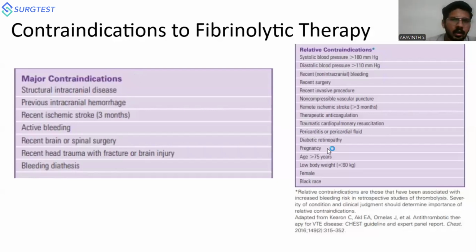Everything else I told you, all the options I told you, are relative contraindications and they're not absolute contraindications. Always, if you're not sure, go through the checklist and then thrombolyze. This is for more of a clinical practice. When you're not sure, go through the checklist and then thrombolyze any patient.